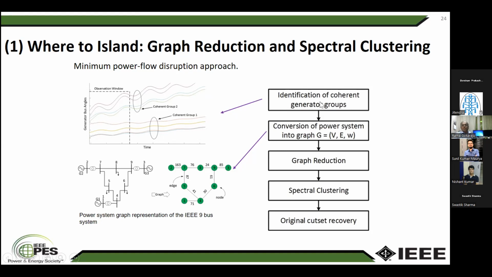So here is the flow chart, identification of coherent generator groups. We convert the power system into a graph. And this original graph, we do a graph reduction using spectral clustering, which I'll show you on the next slide. And then once we do the clustering, we can see where to split. And the original cut set recovery, that is, which lines to do the out of step tripping.